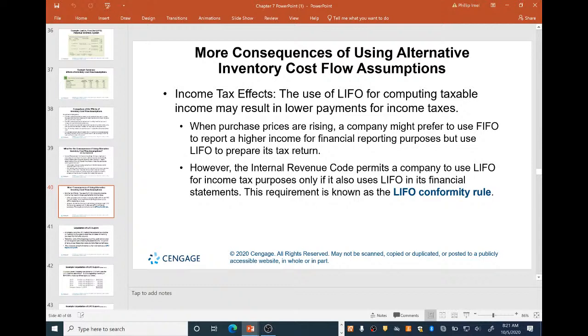So it says here, the Internal Revenue Code permits a company to use LIFO for income tax purposes only if it also uses LIFO in its financial statements. This is known as the LIFO conformity rule. So they can use it for tax purposes if they also use it for financial statement purposes, because remember, companies have two different sets of books. They have one for tax purposes and one for financial accounting purposes. So they're saying you have to use it with both sets here.